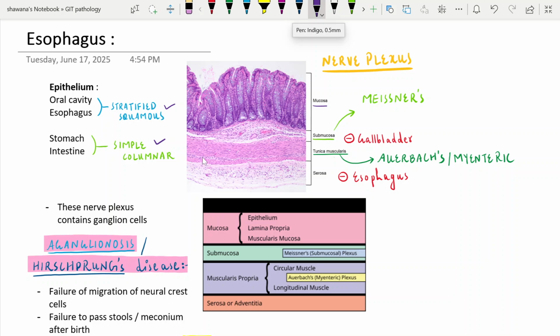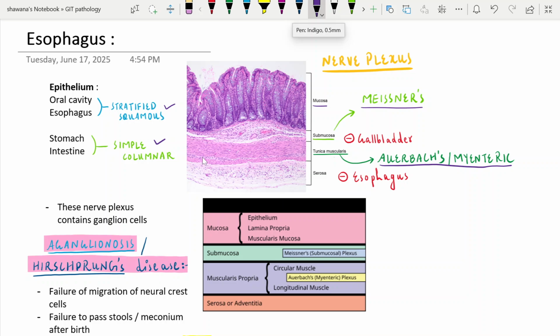Okay, there are several nerve plexuses present in these layers. The nerve plexus present in the submucosa is known as Meissner's plexus, and that present in the tunica muscularis is Auerbach's or the myenteric plexus of the nerves. These nerve plexuses are present in the walls of the GIT to contract and to regulate the peristaltic movements.